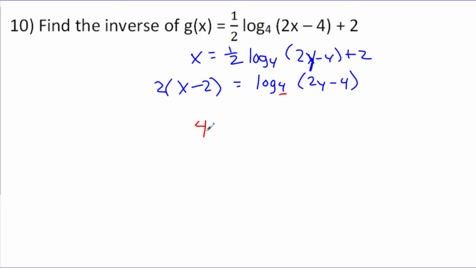So I'm going to say 4 to the, remember this is really 2x minus 4, so I'm going to distribute the 2 to the 2x minus 4. Okay? And this equals the output, which is 2y minus 4. So now the rest of the problem is just getting y alone. So let's add the 4 over. Okay? So it'll be 4 to the 2x minus 4, plus 4, and that equals 2y.